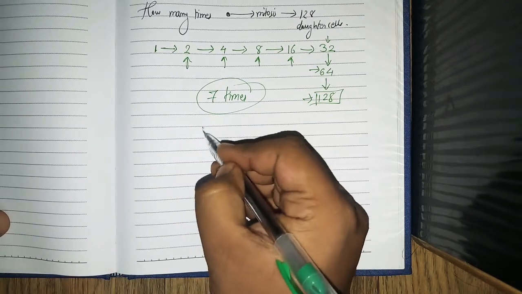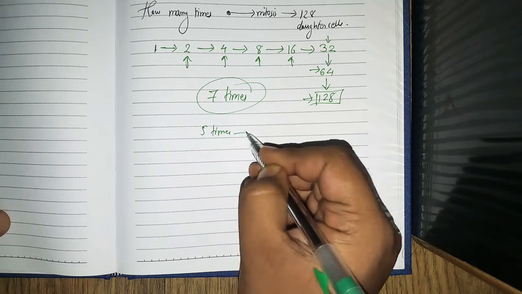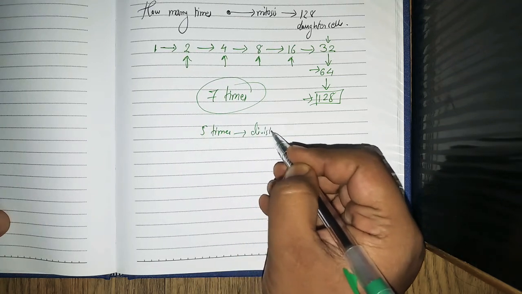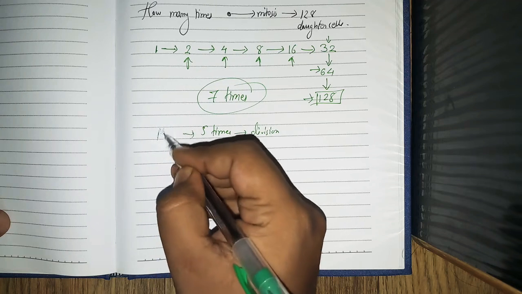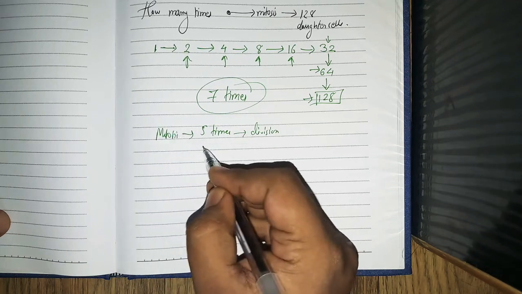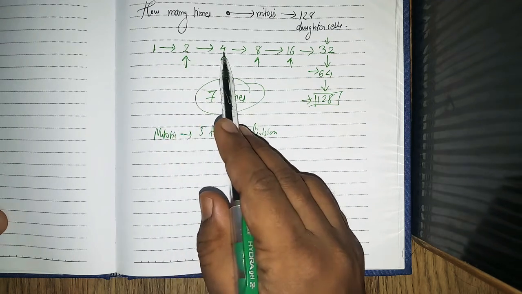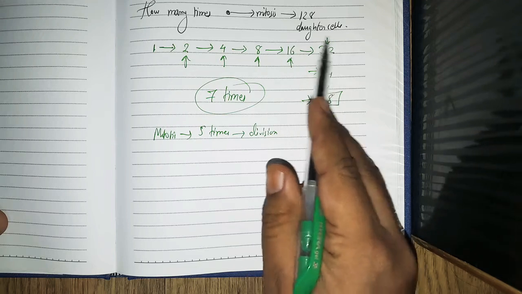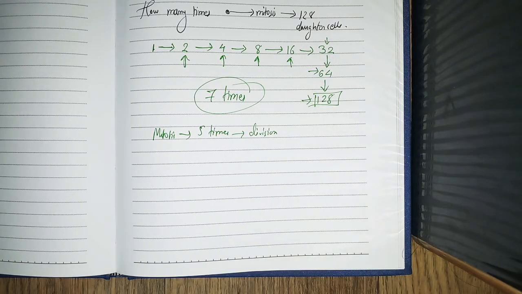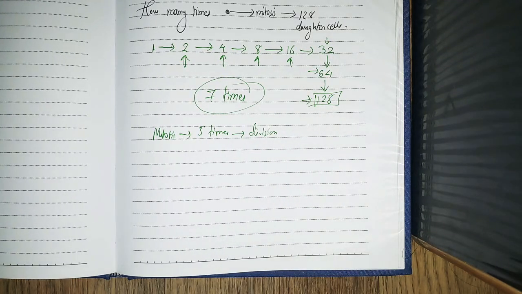In the same way, the question can be asked that if we have 6 times or 5 times division, okay, a cell undergoes mitotic division 5 times. So how many daughter cells will we have? So count. 1, 2, 3, 4 and 5. 32 cells. Okay, so such basic questions can be asked.